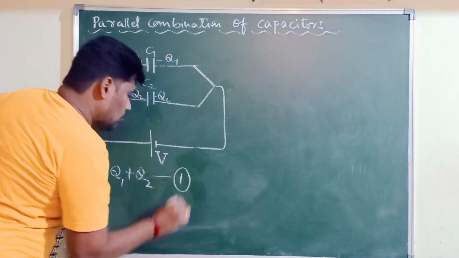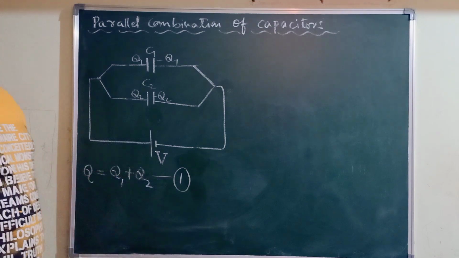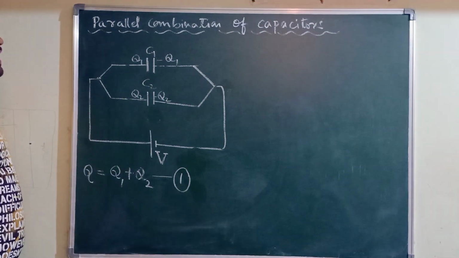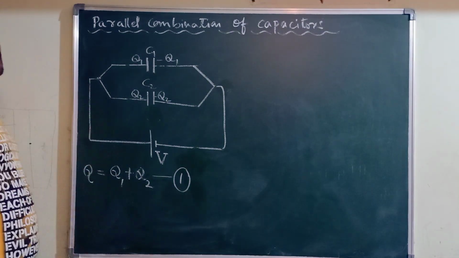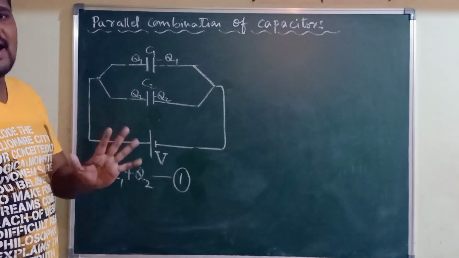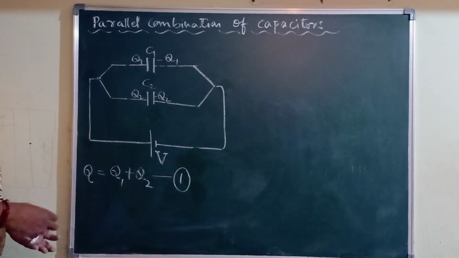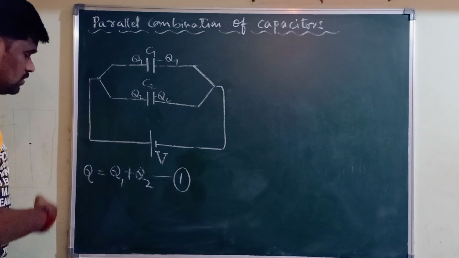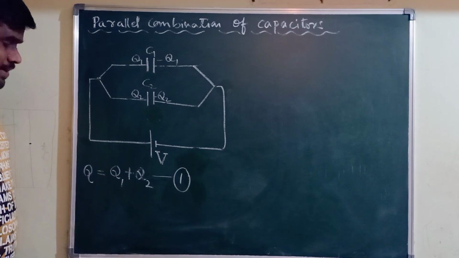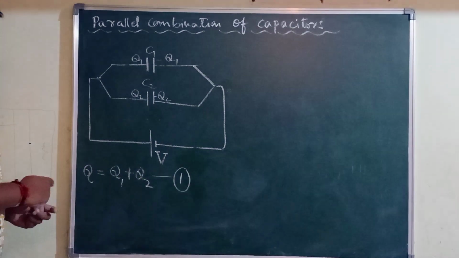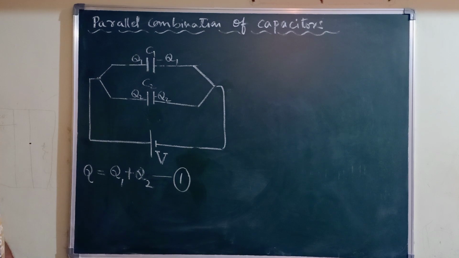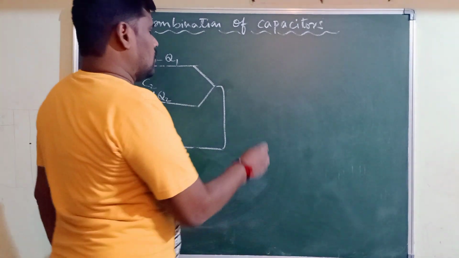I am going to derive an expression for total capacitance when a number of capacitors are connected in parallel. Okay, help me to derive the expression. So Q is equal to Q1 plus Q2. In the next step, we will substitute the values of Q1 and Q2. So we have the formula here.